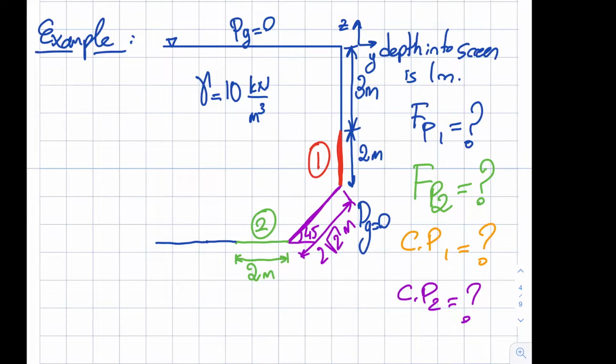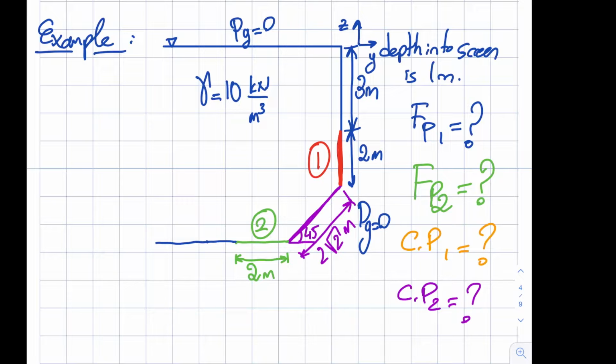Today I'm going to solve a comprehensive question that illustrates how to calculate forces on a vertical face over here and a horizontal face over here. The depth into the screen is 1 meter, okay? And I gave you the specific weight of the liquid that I have here, and this is seawater. And I said that the P gauge right over here is 0 because it's a free surface.